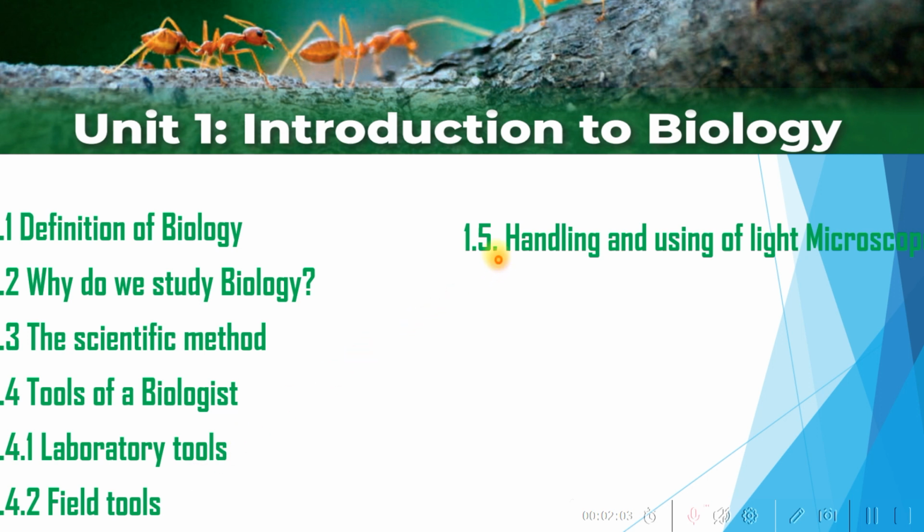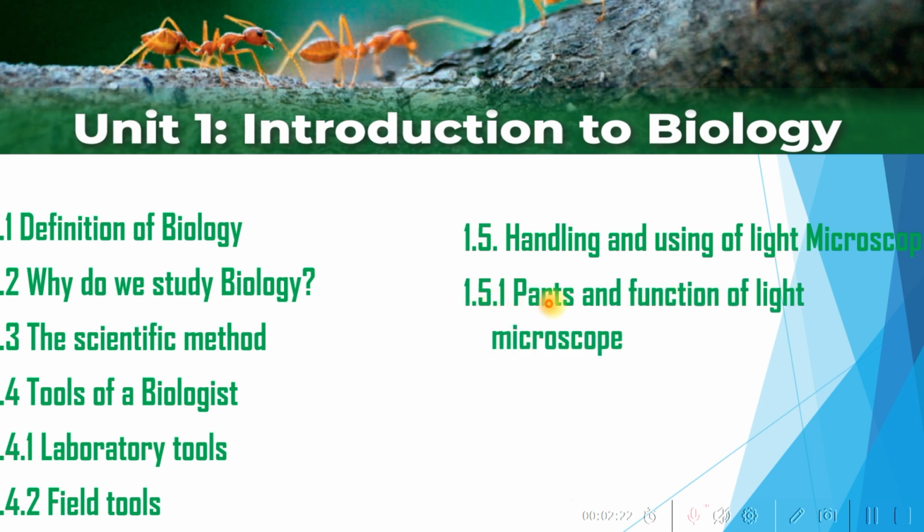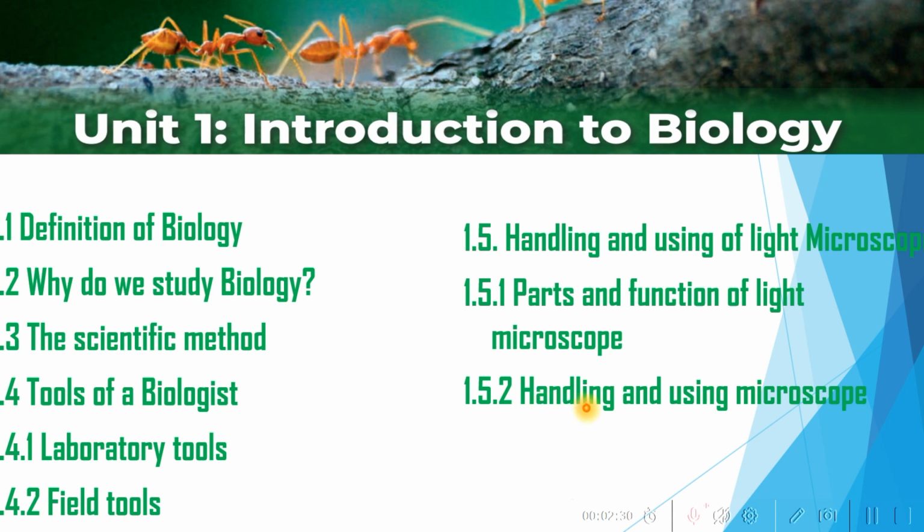At 1.5, that means the fifth point of unit 1, handling and using of the light microscope, including the principles and the care that we are expected to take of the microscope. At 1.51, we will talk about parts and function of the light microscope. And at 1.52, we will talk about handling and using the microscope. At 1.6, we'll talk about the general laboratory safety rules.